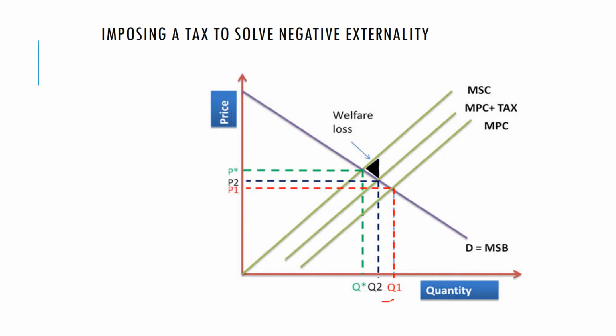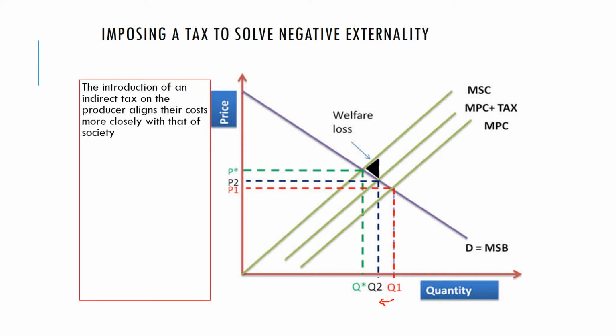There's been some reduction in the quantity from Q1 to Q2, but we wouldn't say the market failure has been completely solved because we haven't reduced the quantity all the way to Q star. So we can use this analysis to illustrate different things, a reduction in the welfare loss or a complete reduction in the welfare loss and the removal of the market failure.